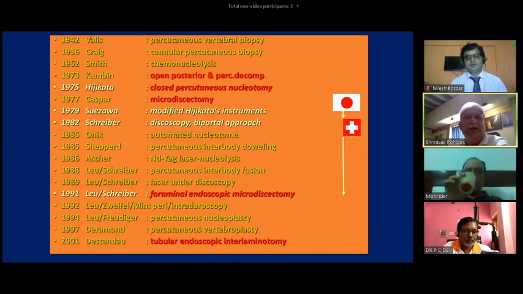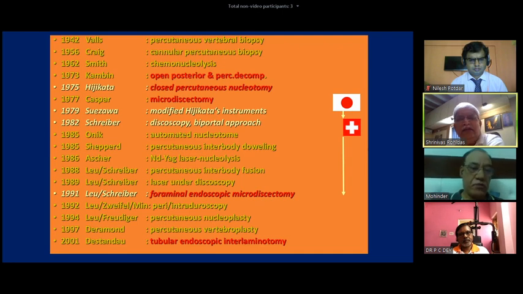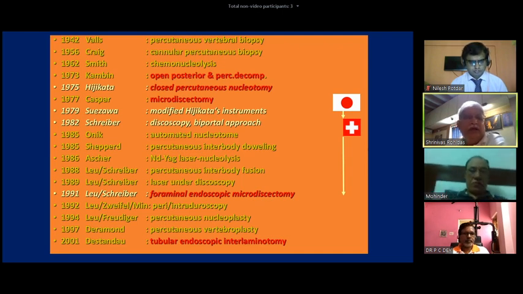This is a little bit about the history. In 1973, Kambin mentioned the posterior approach. Choy mentioned the foraminal approach in 1991. Actually Dr. Destandau started this technique in 1993, but he came out of Europe in around 2001-2002 with STORZ.